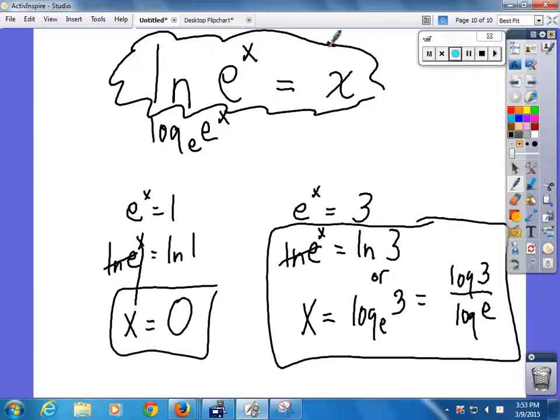You can't do log base e in your calculator. You have to change it to, if you did this, look, you can't do this in your calculator. You can here, but if you want to do this, you have to do this. Log of 3 over the log of e, and you'll get the same answer.